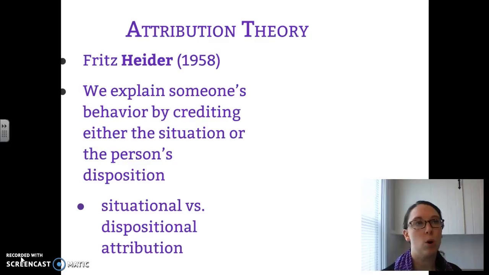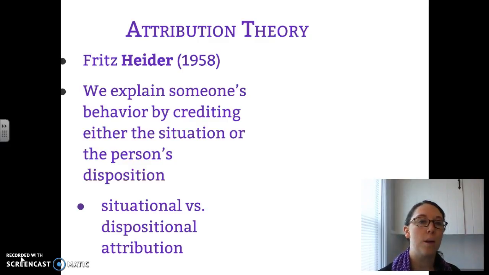And attribution theory holds that we have two basic ways that we can understand someone's behavior. Because the attribution we're looking to make here is we're trying to figure out the cause or the source of someone's behavior, what's driving them. And we have two choices, Heider says. We either attribute someone's behavior to the situation, or we attribute their behavior to their personality or their disposition. And so we can either make a situational attribution or we can make a dispositional attribution.